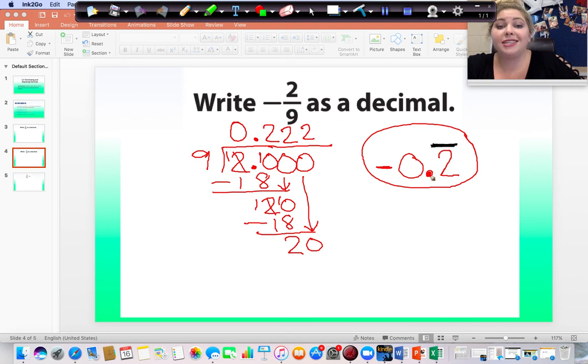Okay, if your fraction is a negative, then your decimal is also going to be a negative. This is the same number. -2/9 is the same number or equal to 0 and 2 repeating. Okay, these mean the same thing.